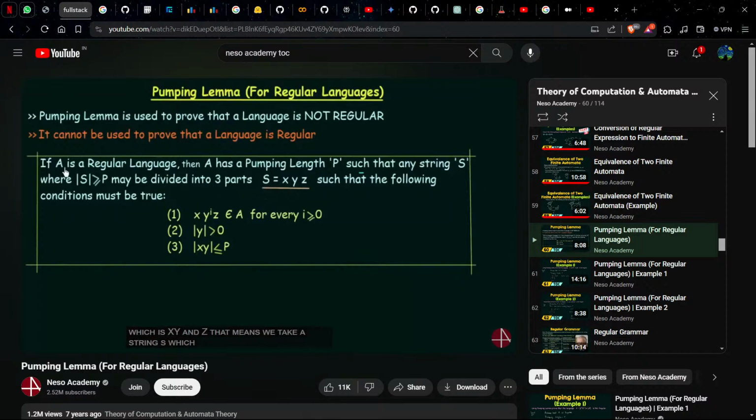That means we take a string S which belongs to the language A, and we divide that string S into three parts, X, Y, and Z. So you have to decide how to divide the string into three parts, and you have to divide it in such a way that the following conditions must be true. And what are the conditions? X, Y raised to I, Z belongs to A for every I greater than or equal to 0.